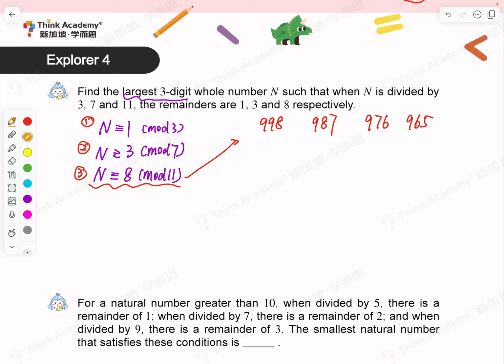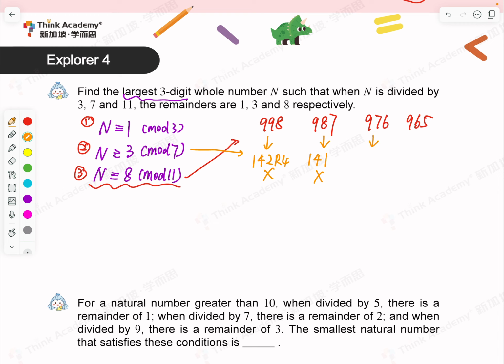Okay, so the next step, we need to meet requirement 2. So from here's number, we just try. 998 divided by 7, what's the remainder? You can find it's 1. 989 divided by 7, remainder 2. 987 divided by 7 is 141, remainder 0, so pass.